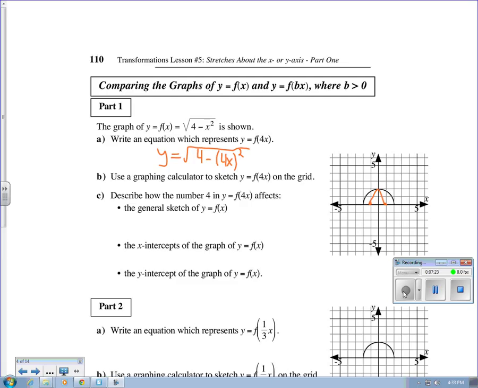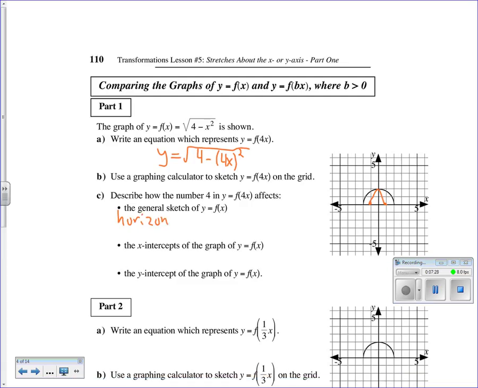So now we need that descriptor. I've affected my horizontal. So that's a horizontal stretch by a factor of a quarter about the y-axis. So the y-axis didn't change this time. That means that the y-intercepts of the graph are still the same. But my x-intercepts have changed. And those x-intercept values are at 1 and -1.